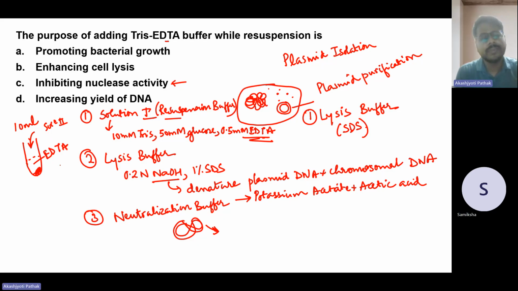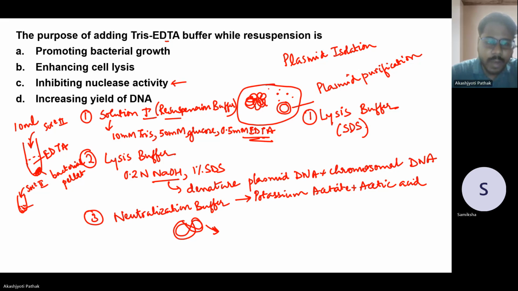So when you centrifuge the culture, you will get a bacterial pellet. Okay. Now to resuspend the bacterial pellet, you add the solution one. So you again get a resuspended bacterial culture. Okay. And now you add the solution two. You do not discard solution one.